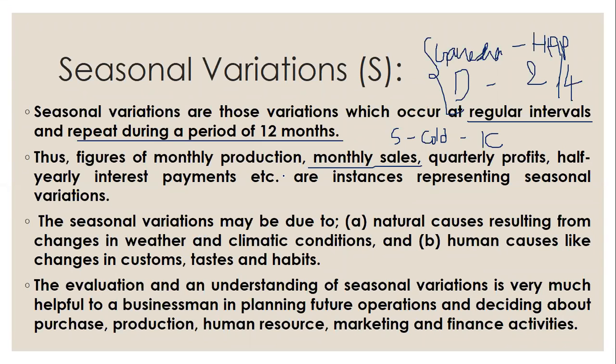Now these seasonal variations may be due to natural causes resulting from changes in weather and climatic conditions. If it is too hot, we try to have an ice pack, or something cold, so that it helps our body cool down and maintain the temperature. When it is too cold outside or too rainy outside, we would like to eat something. When it is rainy, you would like to eat something spicy, but when it is cold, you like to eat something hot. That helps you balance your body temperature. So seasonal variations happen because of natural causes.